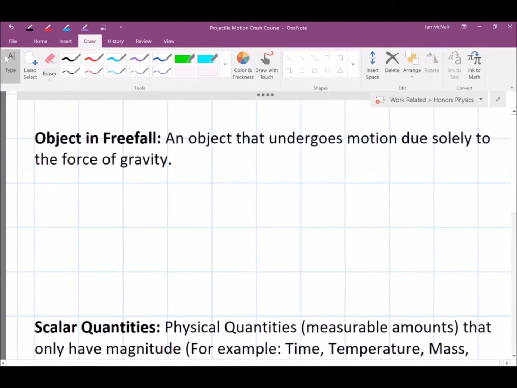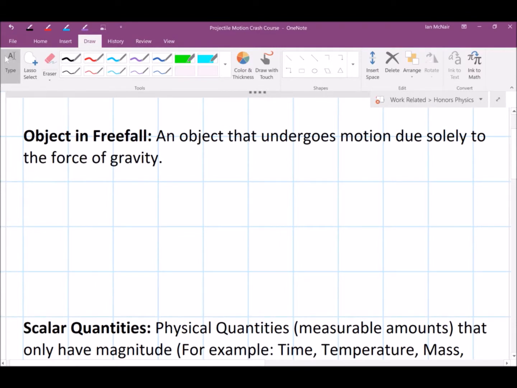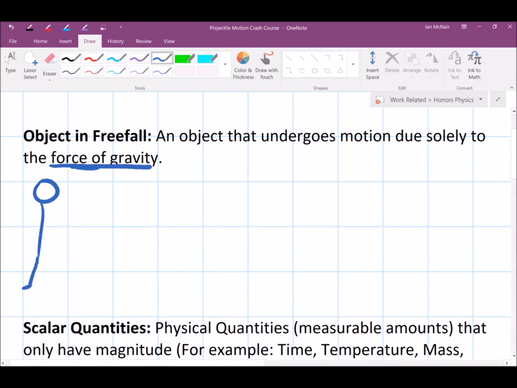So we have here object in free fall: an object that undergoes motion due solely to the force of gravity. And that's the important part, right? If you have a person standing there and they drop a ball and it falls, this object is in free fall. The reason we need to talk about this is because a projectile is very similar. So some things I want to mention about gravity.